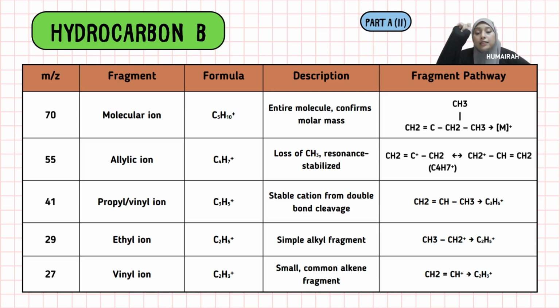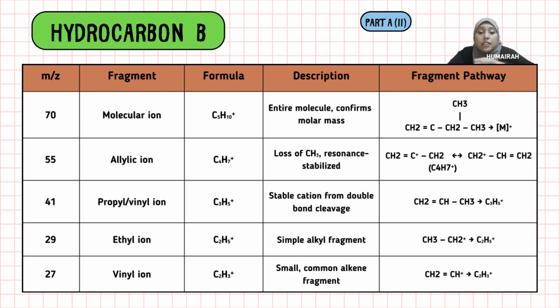And then we have at m/z 29, the ethyl ion. So this is also a very simple alkyl fragment indicating a 2-carbon chain. So it's formed when a part of the molecule cleaves to leave the CH3CH2 ion. And at m/z 27, the vinyl ion, a common small fragment for alkenes. So this ion shows the molecule contains a double bond, which comes from the CH2=CH ion.